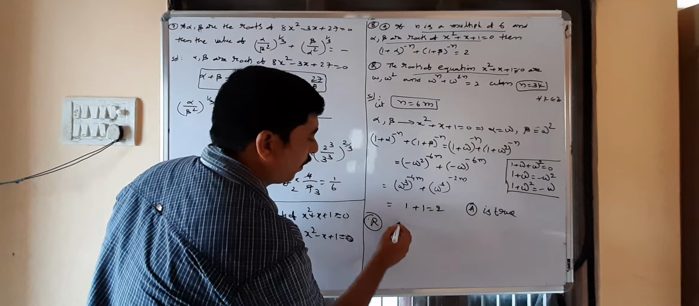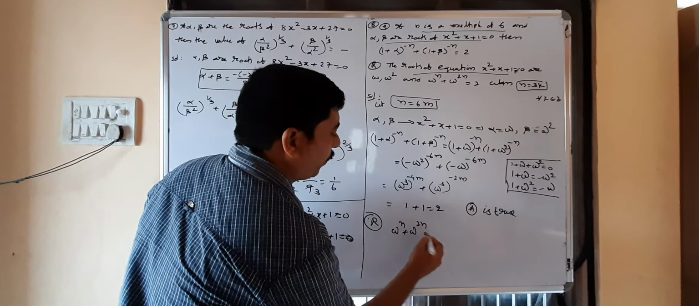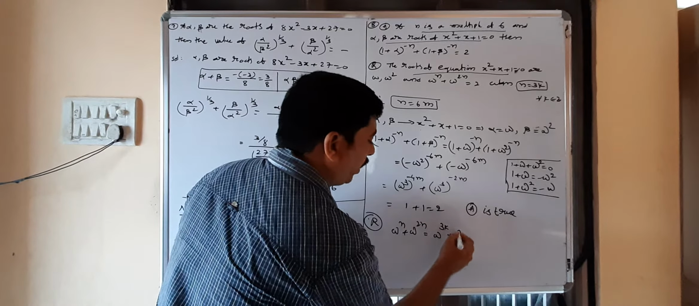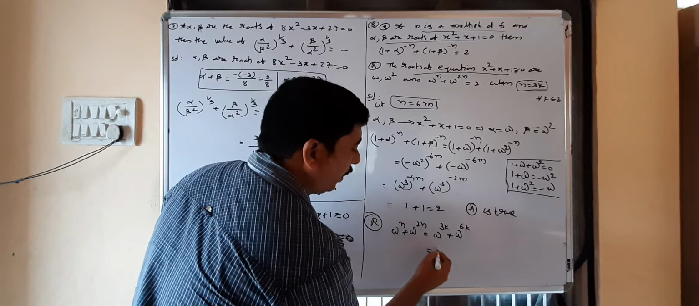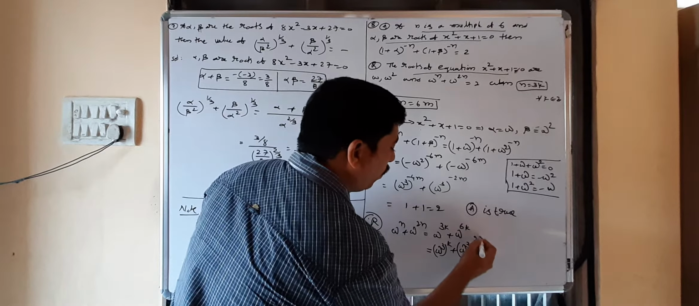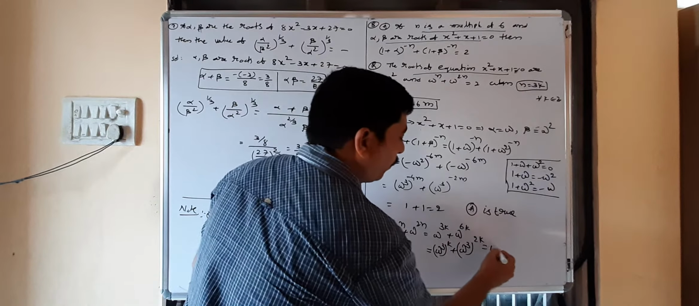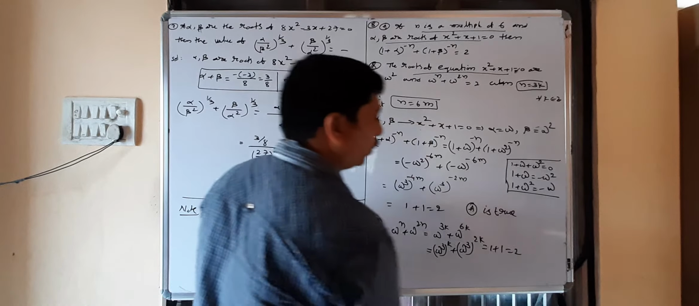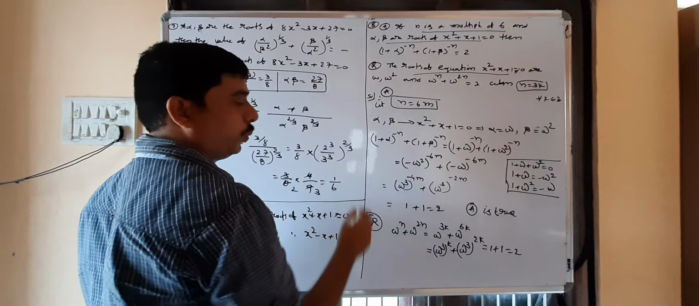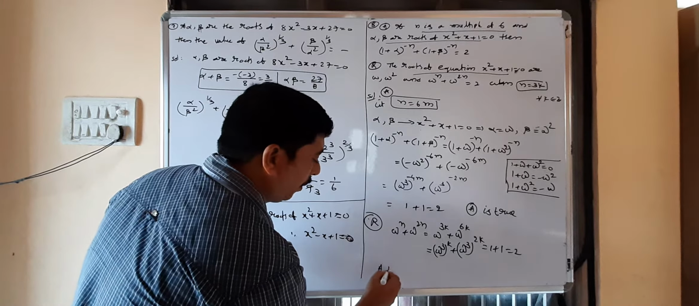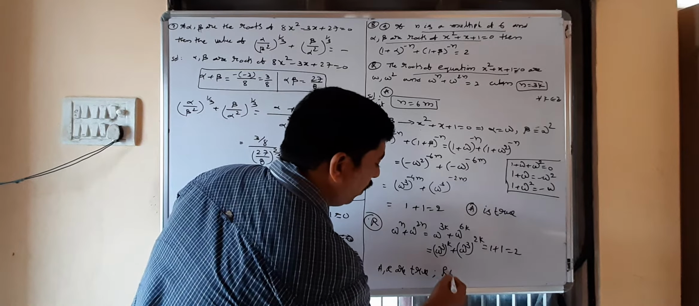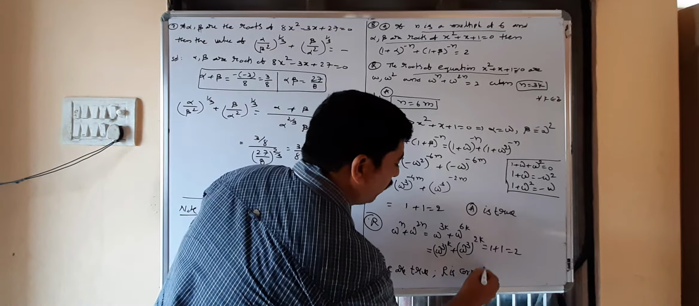Omega power n plus omega power 2n. What is n given? n is 3k. So omega power 3k plus omega power 2 into 3k, that is 6k. This can be written as omega cube whole power k plus omega cube whole power 2k. Omega cube is 1, 1 power k is 1, 1 power 2k is 1, 1 plus 1 is 2. So R is 2, A is 2. This is the assertion, this is the reason. R is correct explanation of A. A comma R are true, and R is the correct explanation of A.